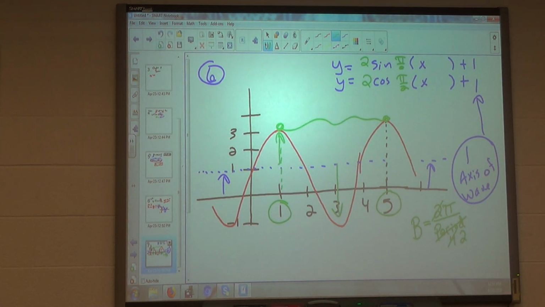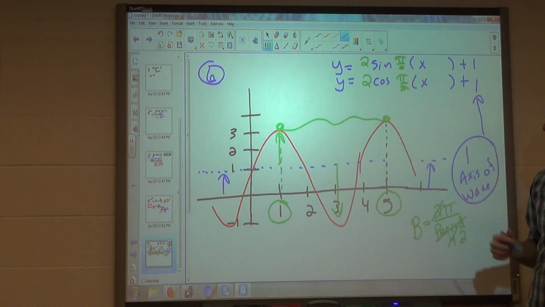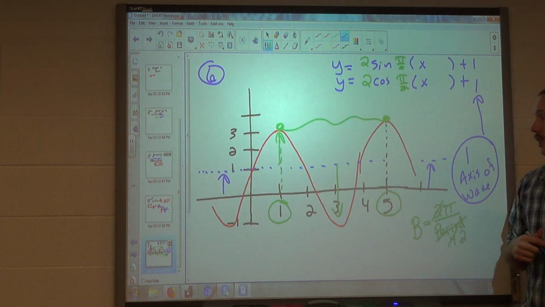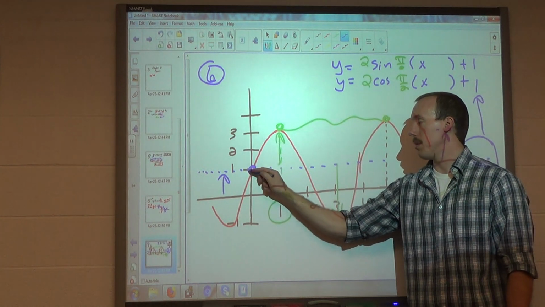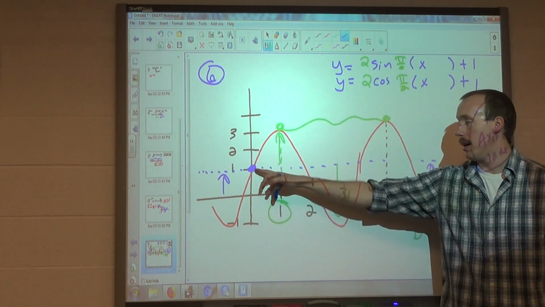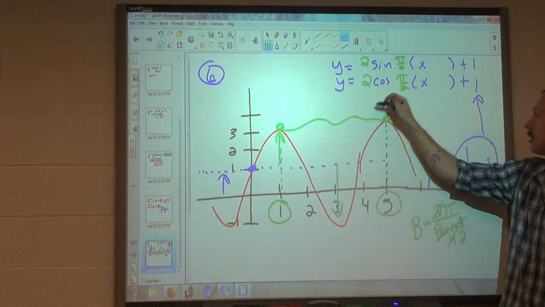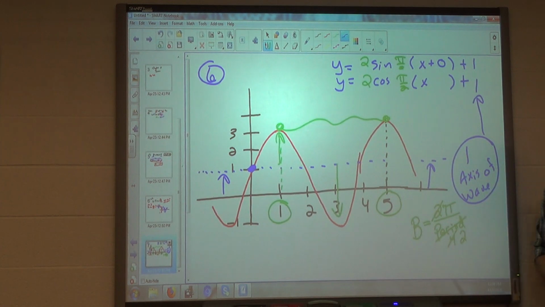Okay, what do I still need to find out? The left and right shift. If I have a sine curve, where does my sine curve normally start? The origin. So now my new axis of the wave right here, would this be my sine curve starting point? Did that shift anywhere? So then since there's no shift, I can put a plus what? 0.